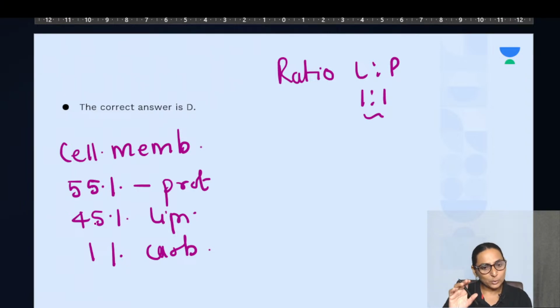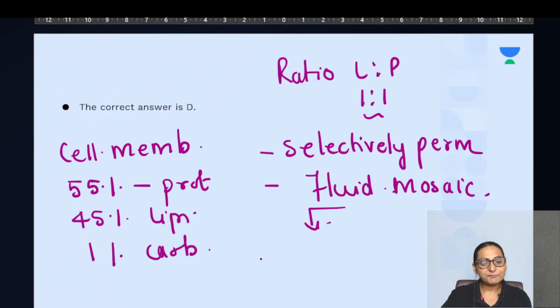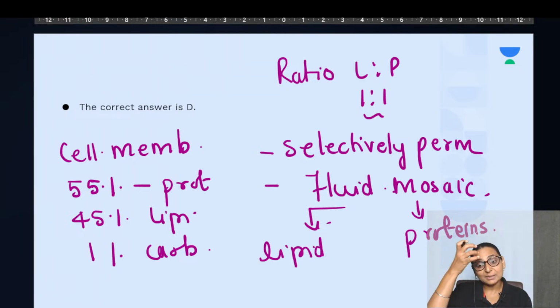So the amount of proteins is more. Now this has a very important property: the cell membrane is selectively permeable. Second important thing, there is the fluid mosaic model, where the fluid is the lipid and the mosaics are formed by the proteins. The fluid is the lipid and the mosaics are formed by the protein.